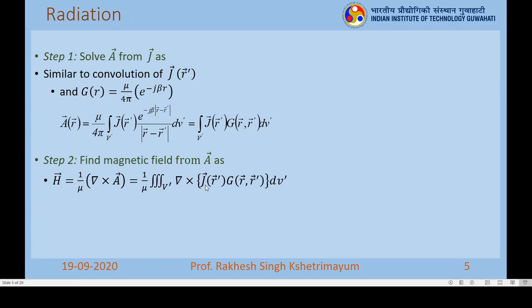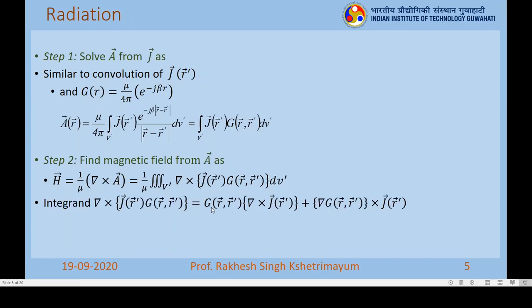So when curl operates on the product of a vector quantity and a scalar quantity, I can simply find it as the scalar quantity times the curl of the vector quantity, plus the gradient of the scalar quantity cross product with the vector quantity. So that's a vector identity you have. And so we have a first term and a second term when I take the curl of the integrand of the magnetic vector potential. So this is the integrand for the magnetic field: curl of the product of the vector current density with the scalar function G.